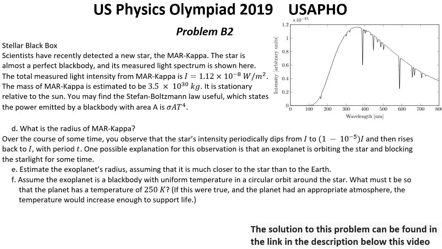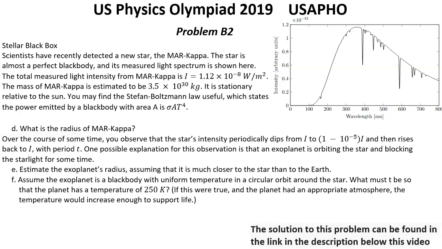Question D. What is the radius of MAR Kappa? Over the course of some time, you observe that the star's intensity periodically dips from I to (1 - 10^-5) I, and then rises back to I with a period T. One possible explanation for this observation is that an exoplanet is orbiting the star and blocking the starlight for some time. Question E. Estimate the exoplanet's radius, assuming that it is much closer to the star than to the Earth.